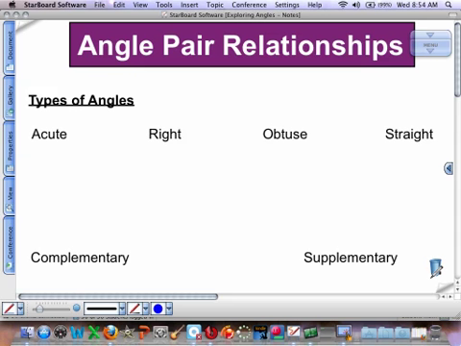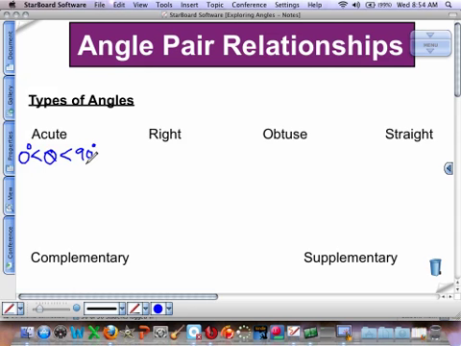Okay, here we go. This should be almost all review for you guys. Acute angles: less than 90. I'm going to put up here a new symbol for you guys. It's called theta. Theta is basically like a variable. For an acute angle, theta is anything that's greater than 0 but less than 90.